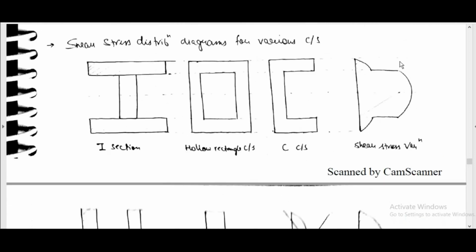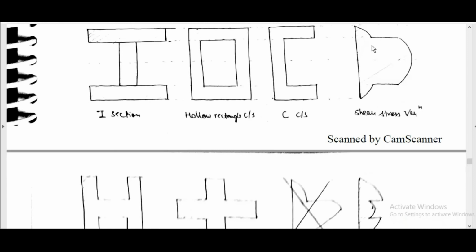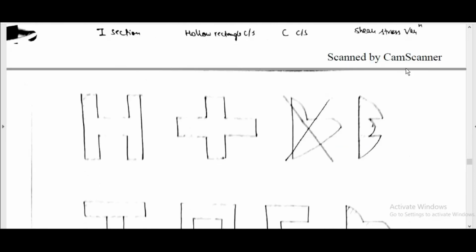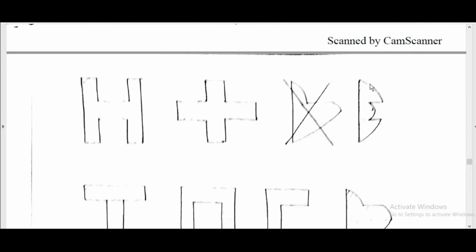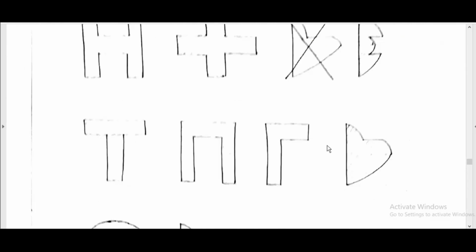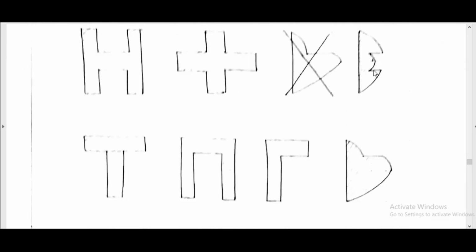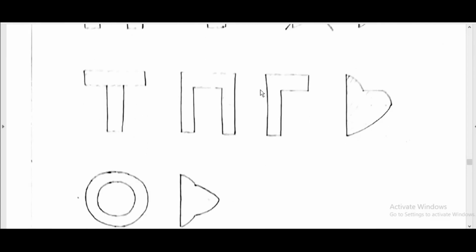The shear stress variation is like this: increasing parabolic, then also parabolic, but like this. Here also, for the H or plus section, where there is no material there is more shear stress. Where there is less material, there is high shear stress; where there is more material, there is less shear stress. Here also it is the same parabolic variation only.